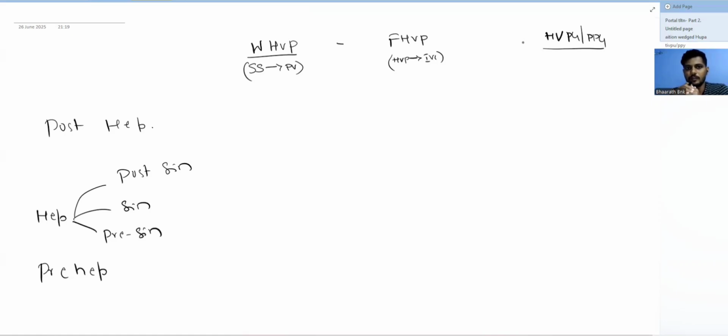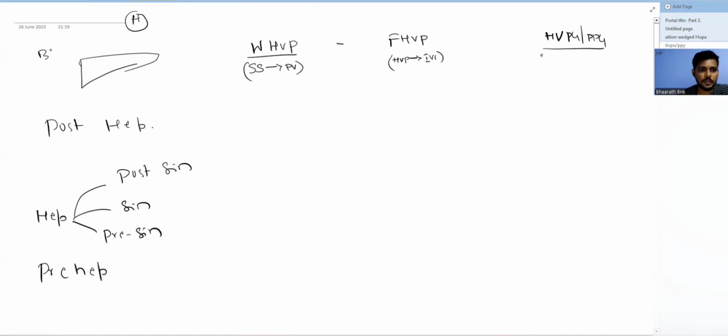So whenever in the body there is an obstruction anywhere, the pressure always builds distal to it, and proximal to the obstruction there is no pressure at all. So in post-hepatic, this is the liver and this is the heart. The point of problem here is above the liver, right?